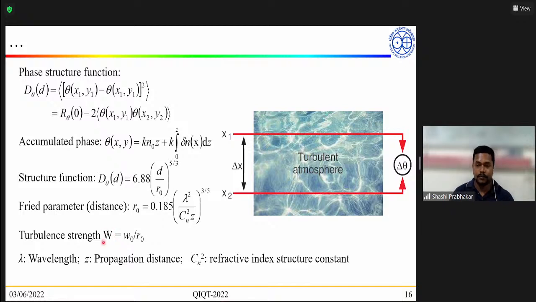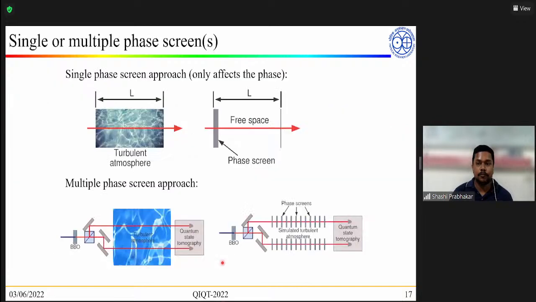So finally this turbulence strength, what we call W, is the ratio of W0 and R0. W0 is the input beam radius and R0 is the Fried parameter. And here your wavelength is lambda, and C_n squared is the refractive index structure function. So we have this, how we can generate this turbulence. But there are 2 models that one can expect. Because as you have more turbulence, you need more experimental resources and more computational resources to simulate.